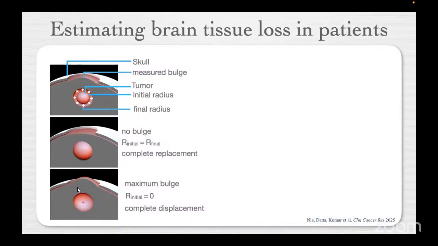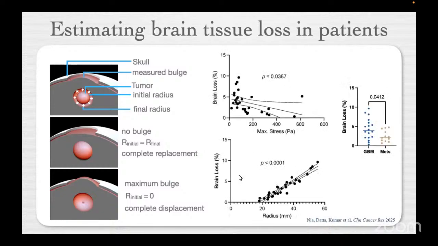So using this kind of logic and some curve fitting here, what we've estimated is that in these 14 GBM patients that we've looked at so far, there's an average of around 4% brain loss up to 10%, and it's higher in the primary GBMs than in brain mets.